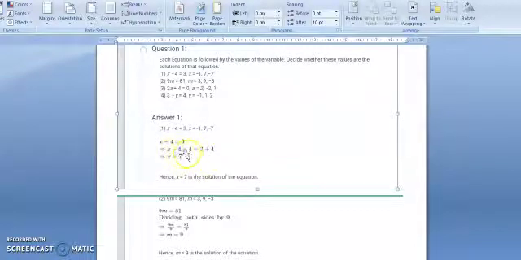So x minus 4 plus 4 will get cancelled and you will get x equals to 4 plus 3, that is x equals to 7. So this is the solution of the equation x minus 4 equals to 3. x equals to 7 is the solution of the given equation. Okay, let us see second equation.